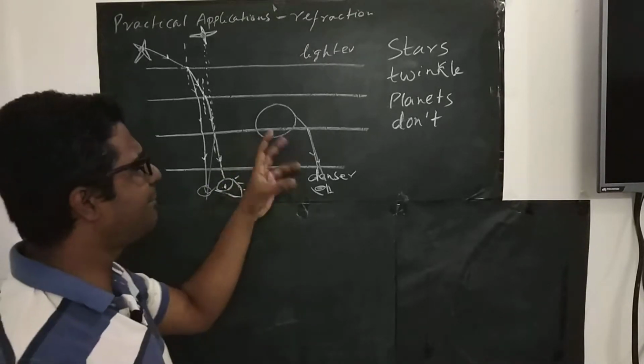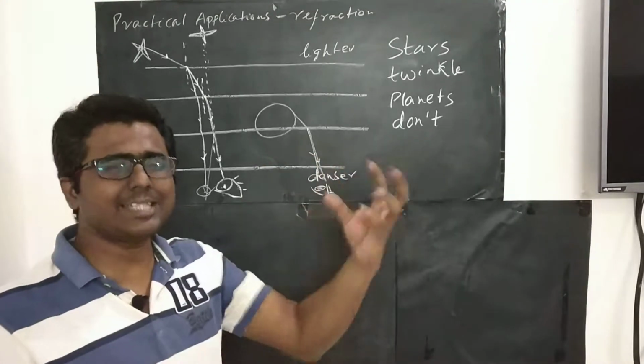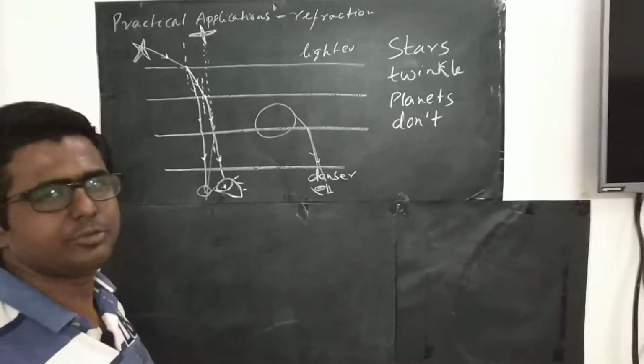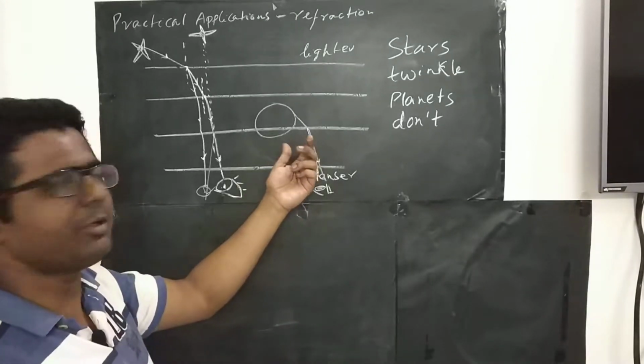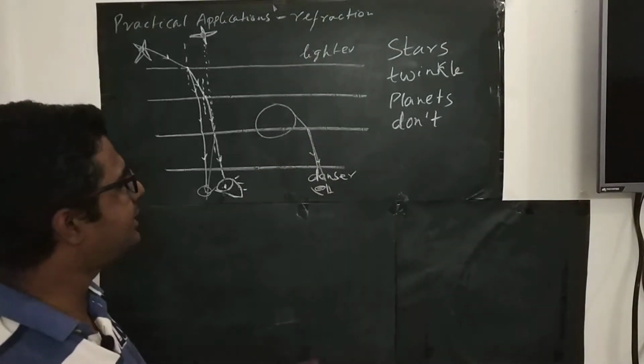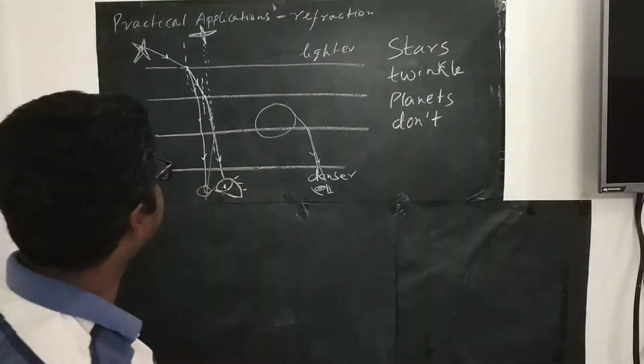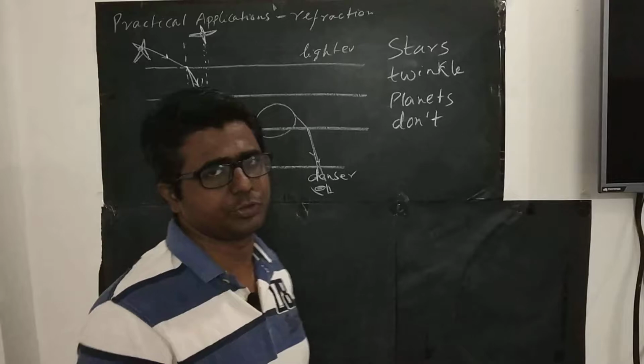Okay, but here there are far fewer layers between the planet and the eye. So even if some amount of density changes, it seldom falls away from our eyesight. So that is why stars twinkle and planets don't.